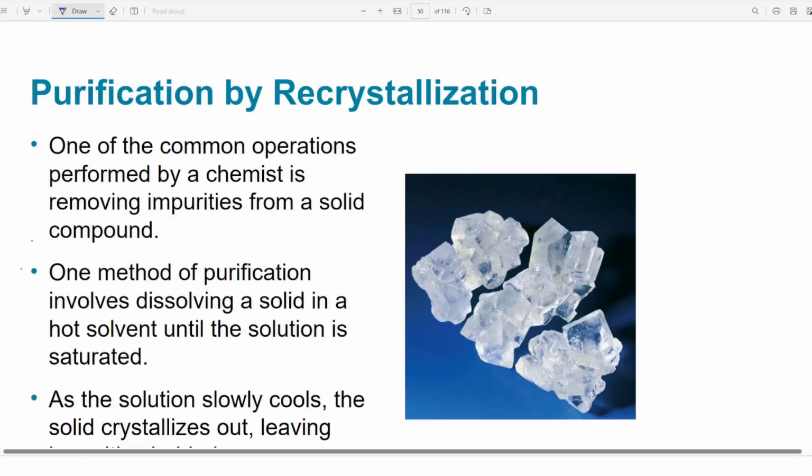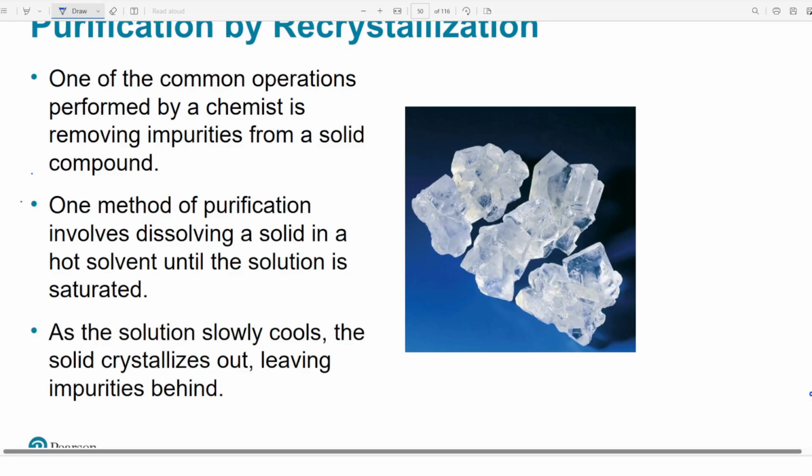One method of purification by chemists is called recrystallization. In this process, a solid is dissolved in a hot solvent, and then the solution is allowed to cool. As the solution cools, the solid recrystallizes out of solution, and the impurities are left behind in the solvent.